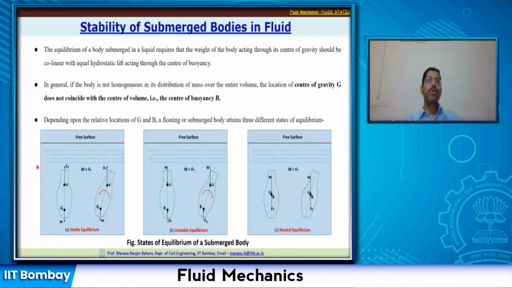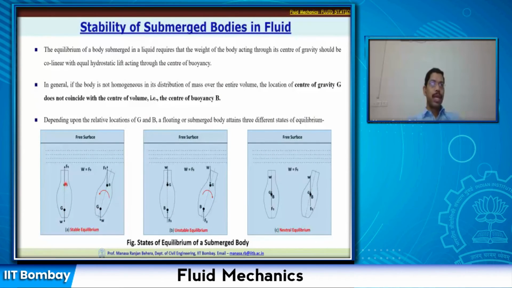Now we will look at various different conditions: stable equilibrium, unstable equilibrium, and neutral equilibrium. In general, the body is not homogeneous, and its distribution of mass over the entire volume means the location of the center of gravity does not coincide with the center of volume, that is the center of buoyancy, B. So depending upon the relative location of G and B, the floating body can attain different states of equilibrium.